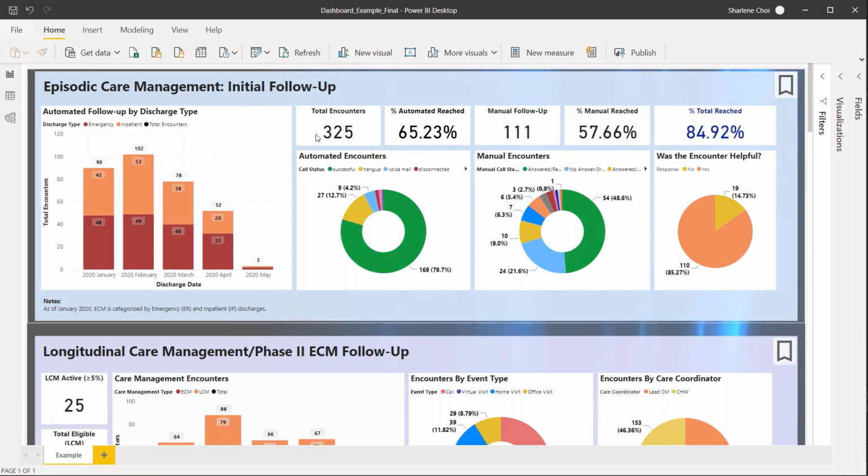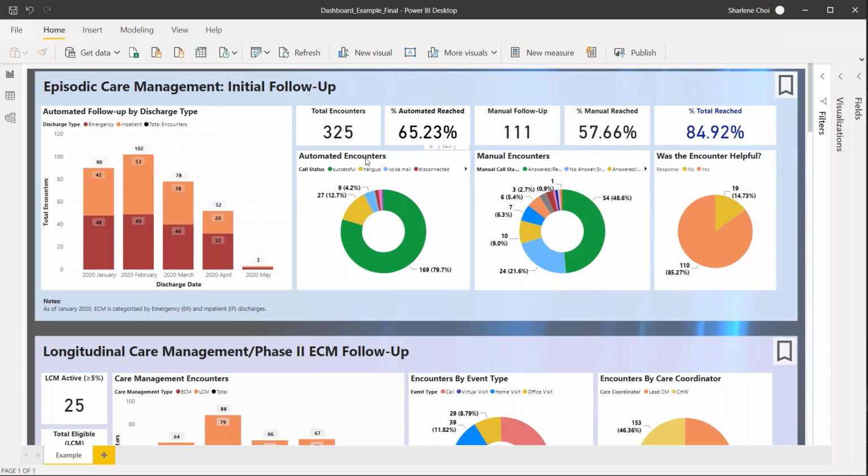Following that, we have automated follow-up counters for total encounters and the percent reached. So the total encounters are the number of automated calls to patients by the automated calling system. Of these 325 encounters in this example, the follow-up calls are initiated by the automated system, and 65% of those were successful or were reached. 65% of those patients were reached. The remainder of those were followed up using a manual calling system.